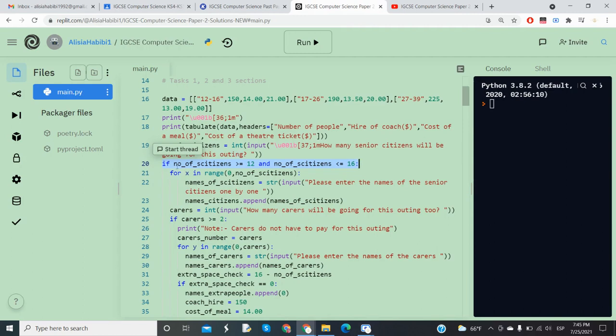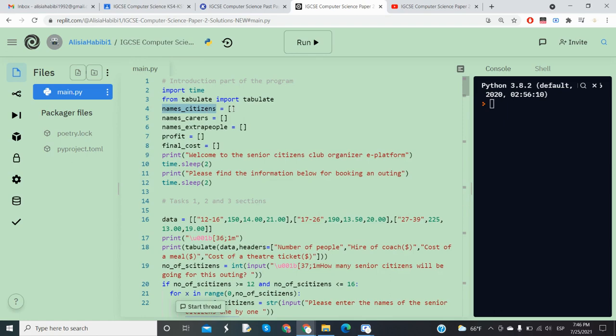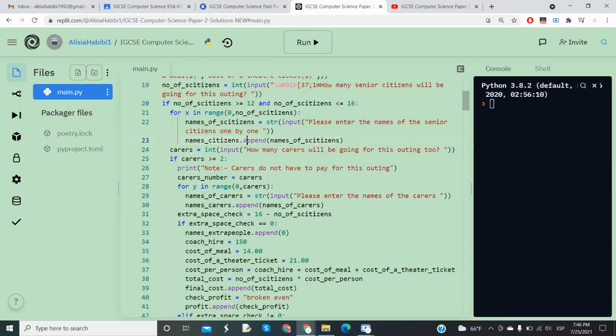So as it asks how many citizens will be going, if it falls in this range, then it has a for loop, which is going to loop through the number of times based on the number of citizens the user has said are going. Then it asks them for the names of these citizens and adds them to the names of citizens list, which we created above, as you remember. It stores the names using this append function, and inside the parentheses is the name of the variable, the names of citizens that the user is going to be entering based on the number of senior citizens they said are going.